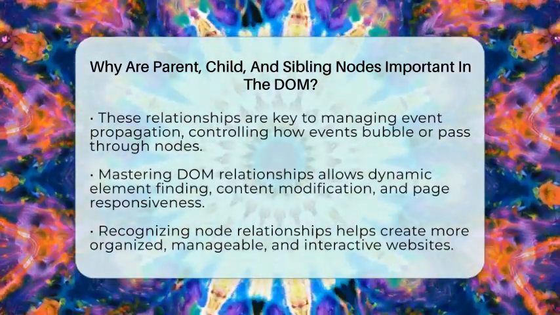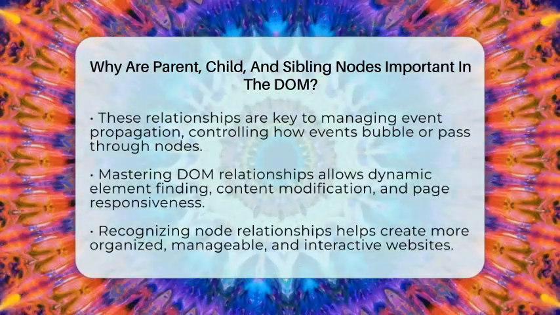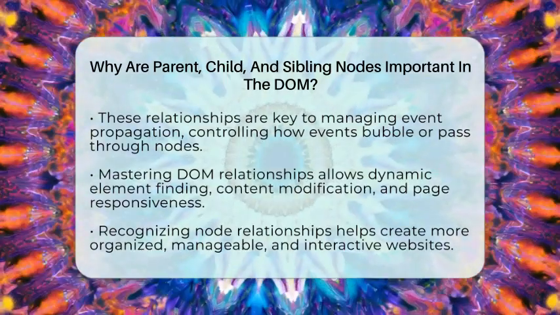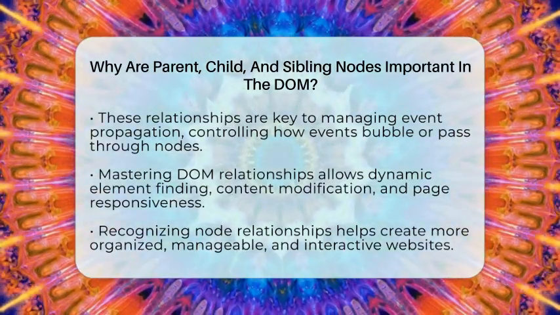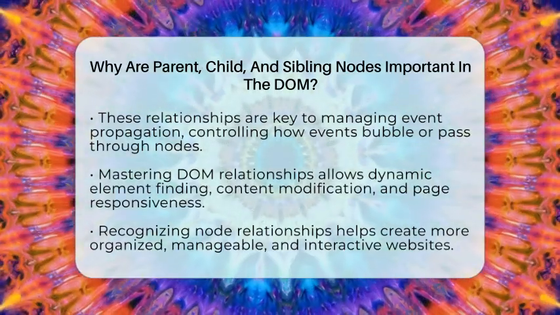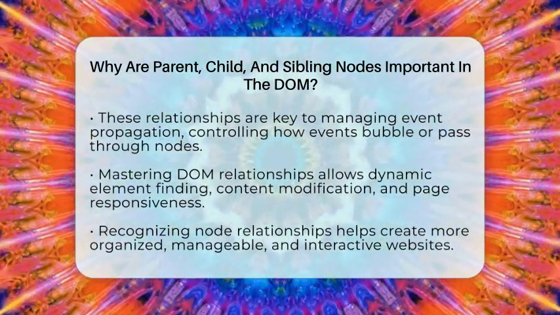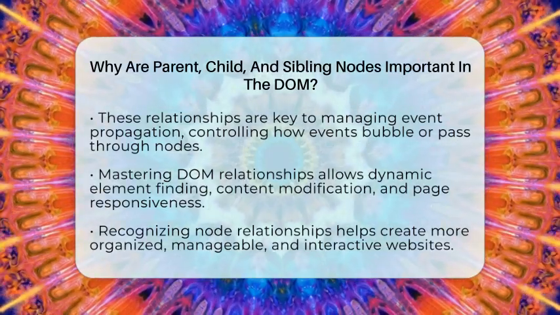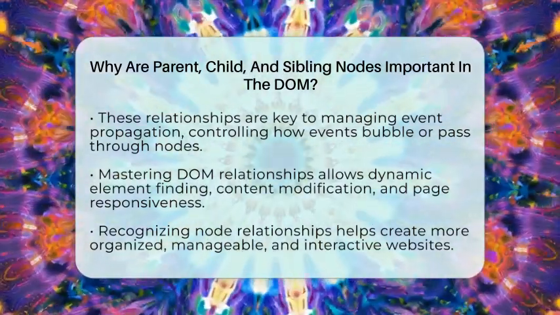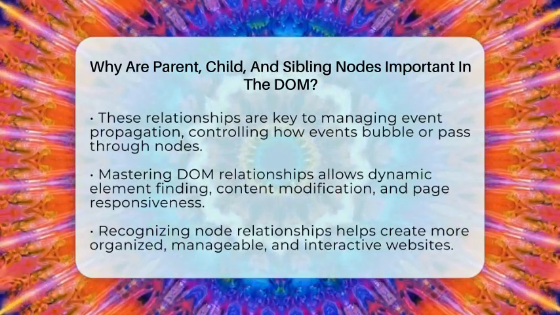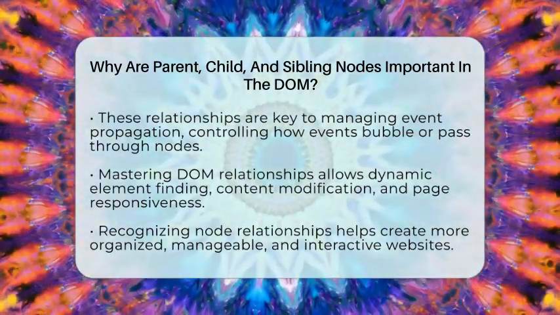In web development, mastering parent, child, and sibling nodes makes your code more powerful. You can find elements dynamically, change their content, add new parts, or remove old ones. These relationships form the backbone of DOM manipulation, making your web pages more interactive and responsive. Understanding these relationships is like having a map to navigate the complex structure of a web page. It helps you build better, more organized, and easier to manage websites.